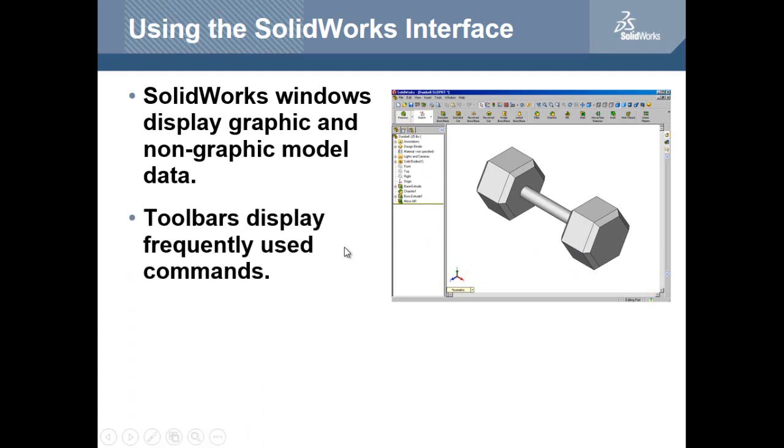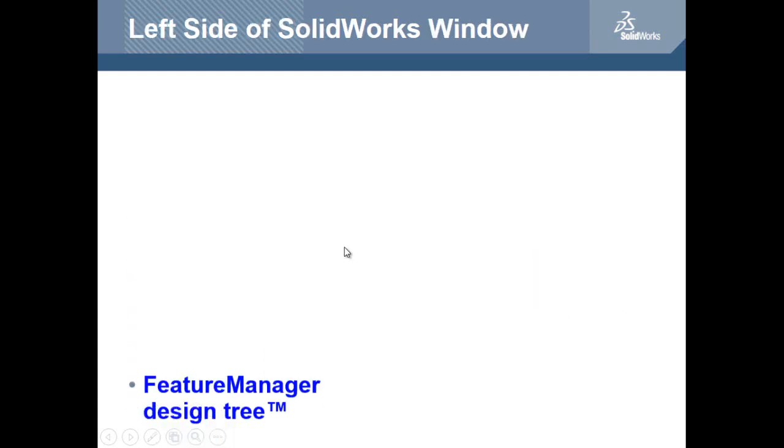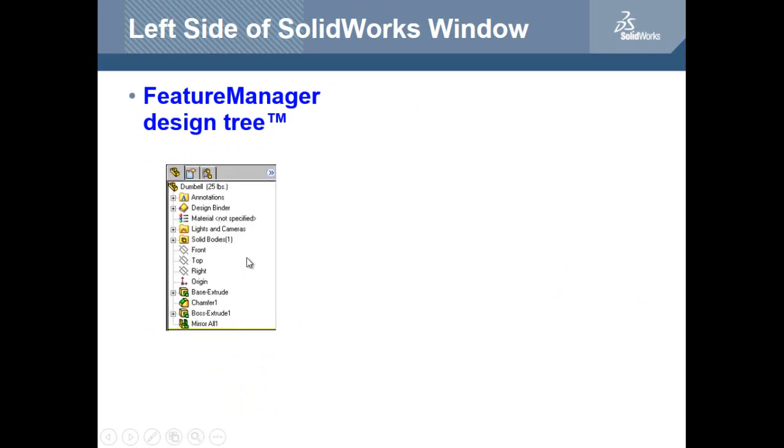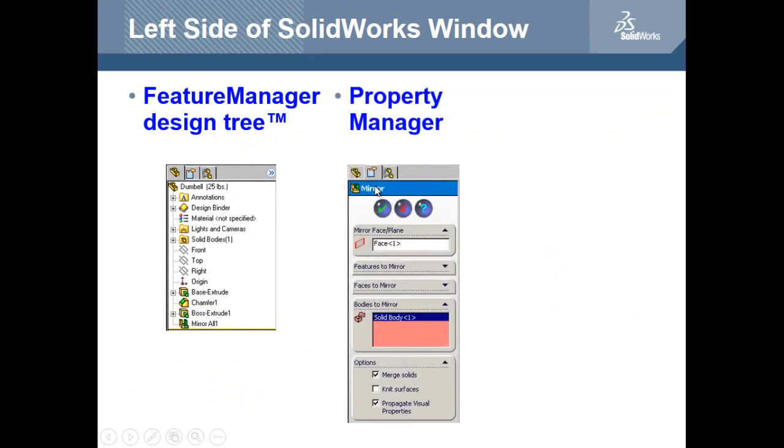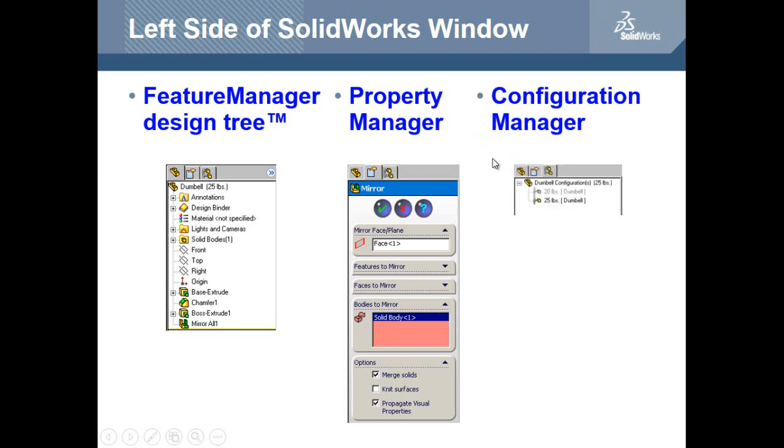Toolbars display frequently used commands. The left side is the SolidWorks window. Feature Manager is the design tree. This is the left side. Property Manager is inside, shows you how to do mirrors. Configuration Manager shows you where you are in your dumbbell.